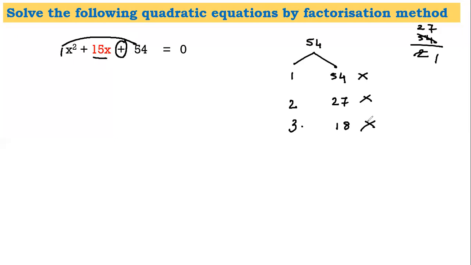Try to understand what I'm trying to say, kids. The next number is 4. Now 54 is not divisible by 4. Next number is 5. Once again, even that is not divisible. Next number is 6. 6 nines are 54 if you know the table. Now since the last number sign is plus, we need to add to get the middle term, and 6 plus 9 happens to be 15. So this could be my factors.